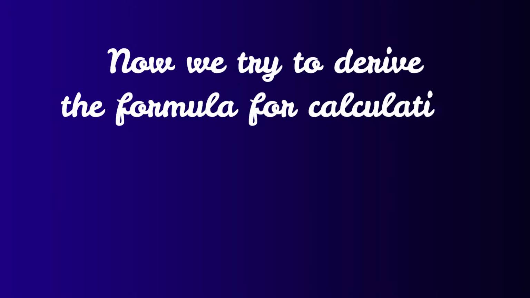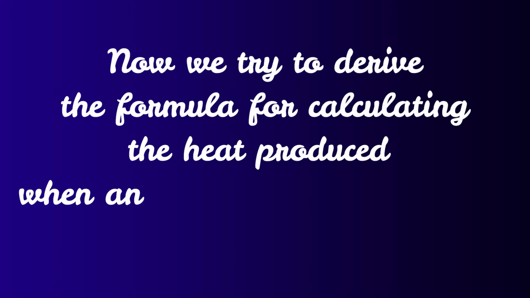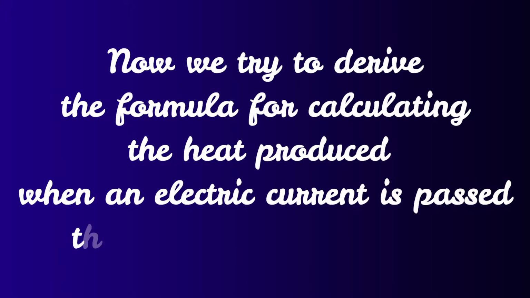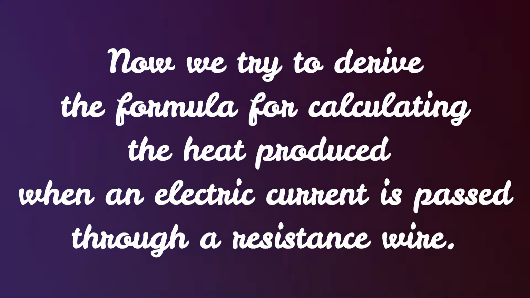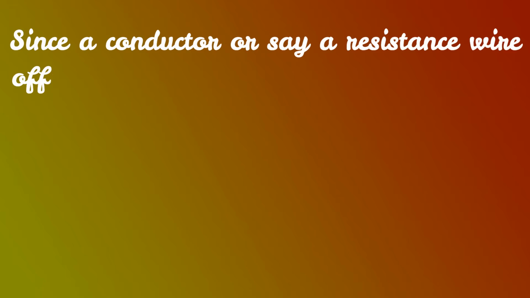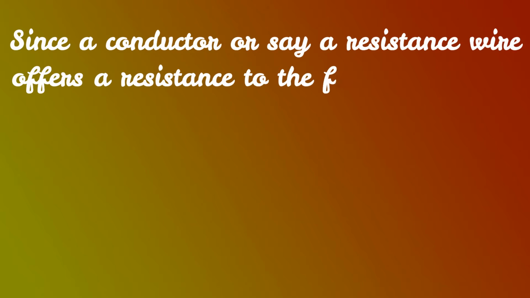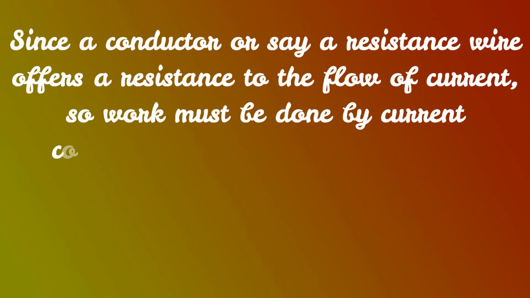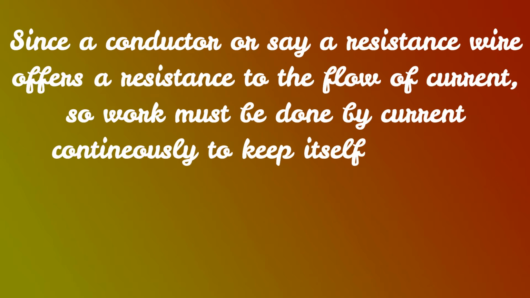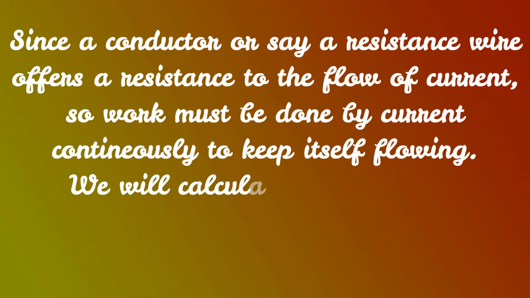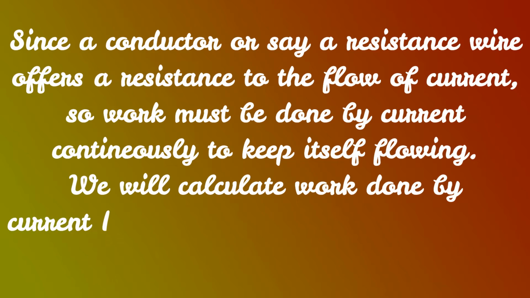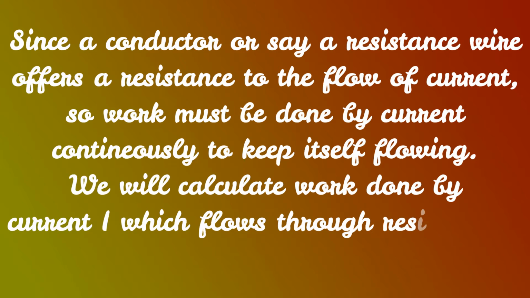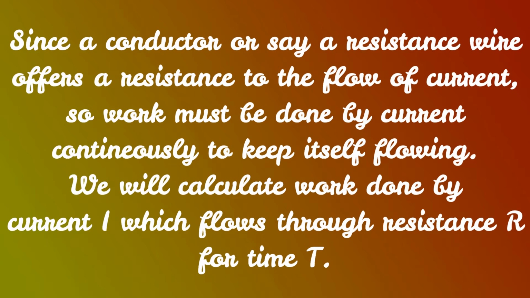We will now try to derive the formula for calculating the heat produced when an electric current flows through a resistance wire. Since a conductor, say a resistance wire, offers resistance to the flow of current, work must be done by the current continuously to keep itself flowing. We will calculate the work done by a current I when it flows through a resistance R for time t.